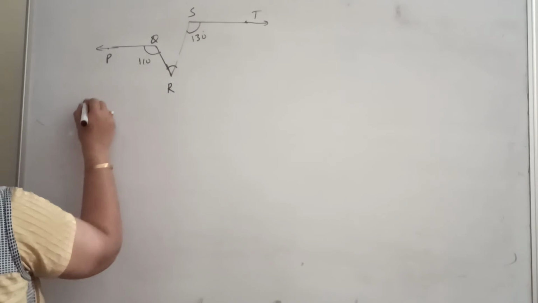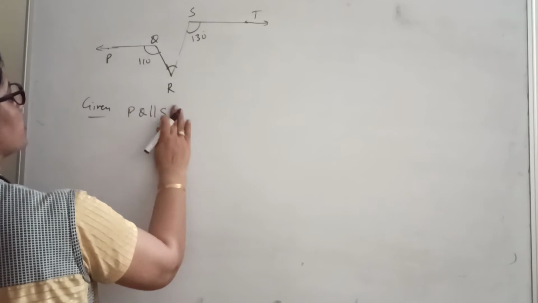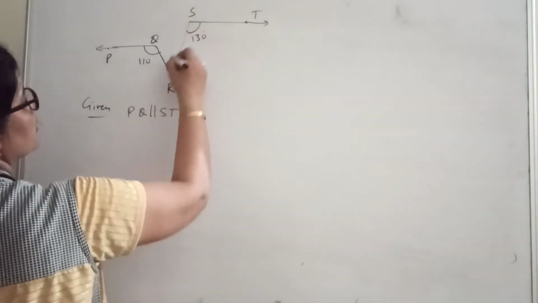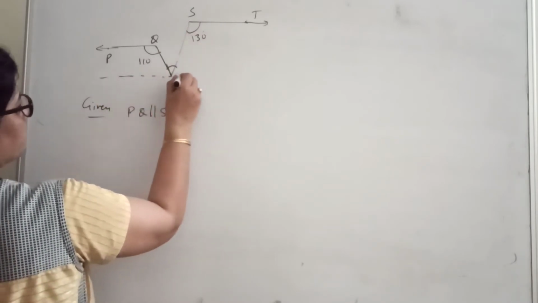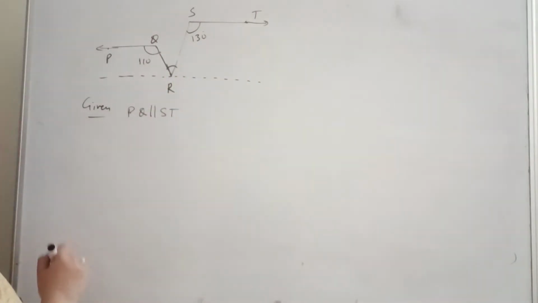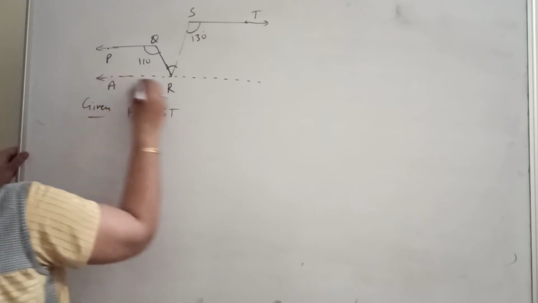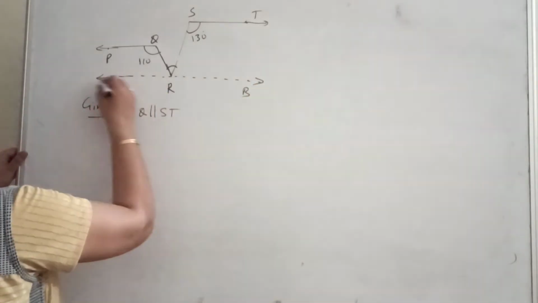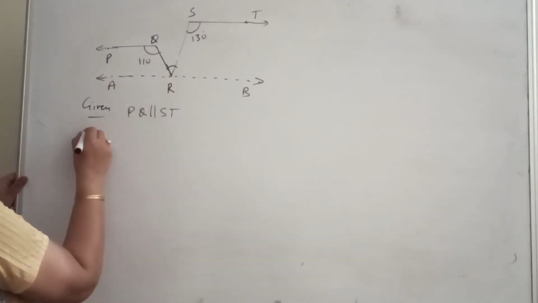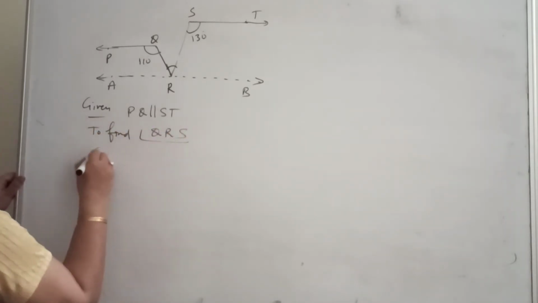So what we will do for this? Here it is given is what? PQ parallel to ST, and these angles are also given to us. For this we will do construction here because there is no relation of this and this angle. Through R, you can do construction from here also. I have drawn here. Let us take this name as AB. This AB parallel to PQ parallel to ST. Angle QRS we want to find here.